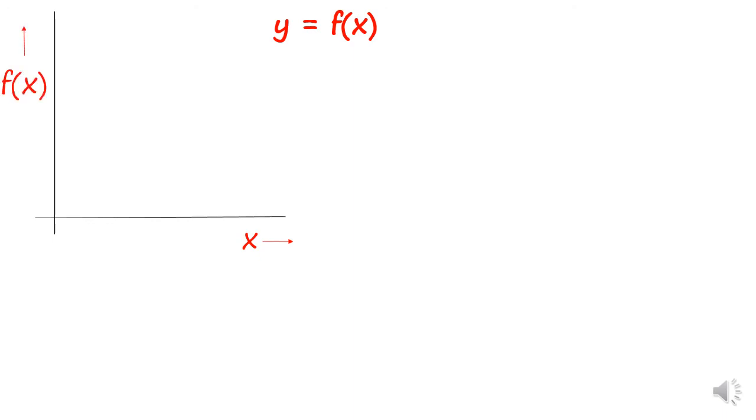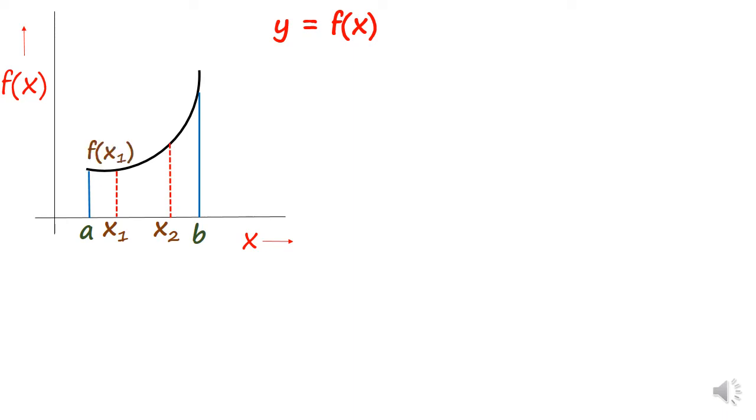Suppose the graph comes out as a curve like this, and consider a particular area of the curve, say falling between these 2 points, A and B. Suppose we take any 2 points on this curve in this particular neighborhood. The x coordinates of these 2 points are say x1 and x2, and the y coordinates are f(x1) and f(x2).